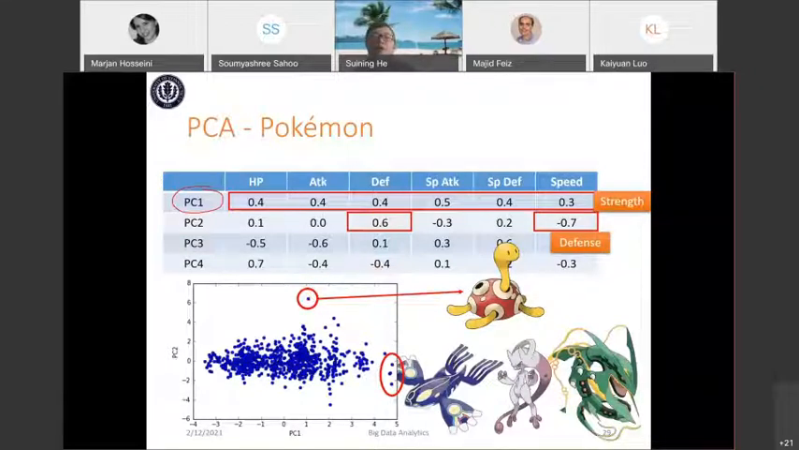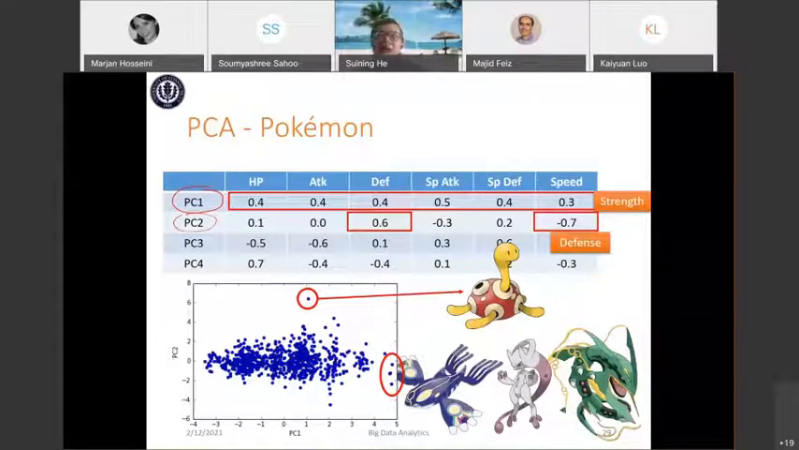Say, for example, for the second principal component, you can see that some attributes contribute particularly. The larger value means that the attribute is contributing a lot in the projections. We can observe 0.6 for the defense, but minus 0.7 for the speed, meaning that certain Pokemons may have very huge power in terms of defense, but pretty low speed.